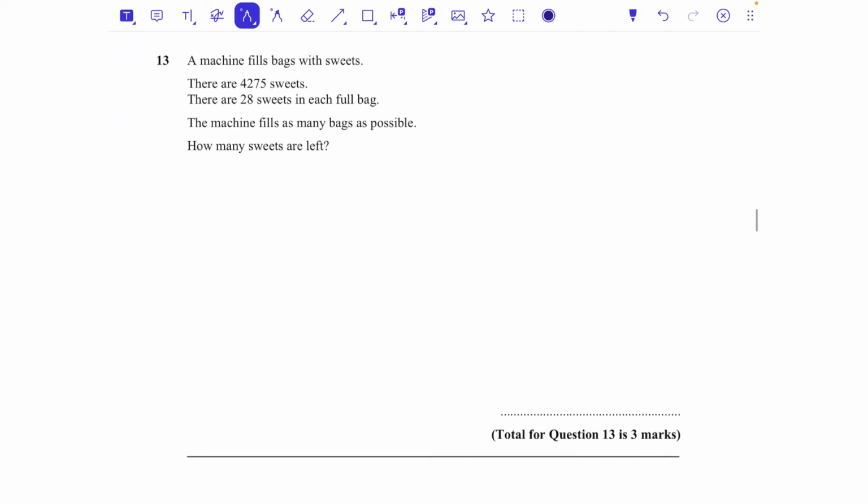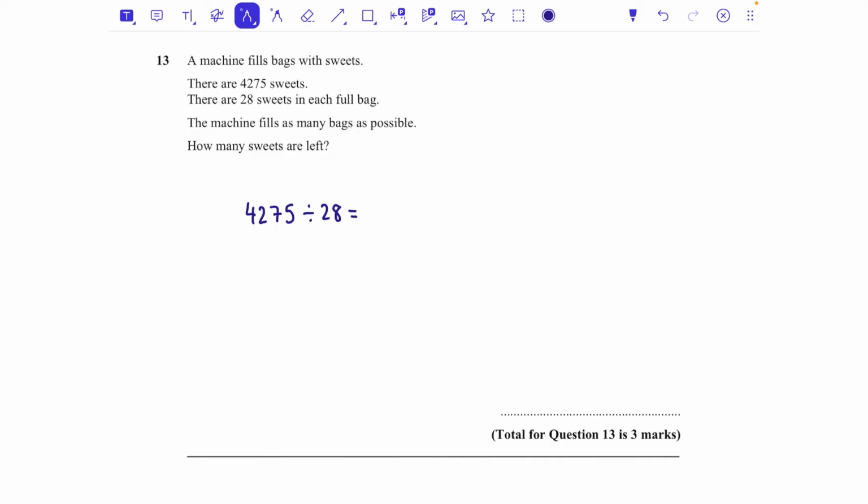Question number 13. A machine fills bags with sweets. There are 4,275 sweets, and there are 28 sweets in each full bag. The machine fills as many bags as possible. How many sweets are left? Now, a lot of students here did the correct first step of 4,275 divided by 28. We want to know how many fit in.